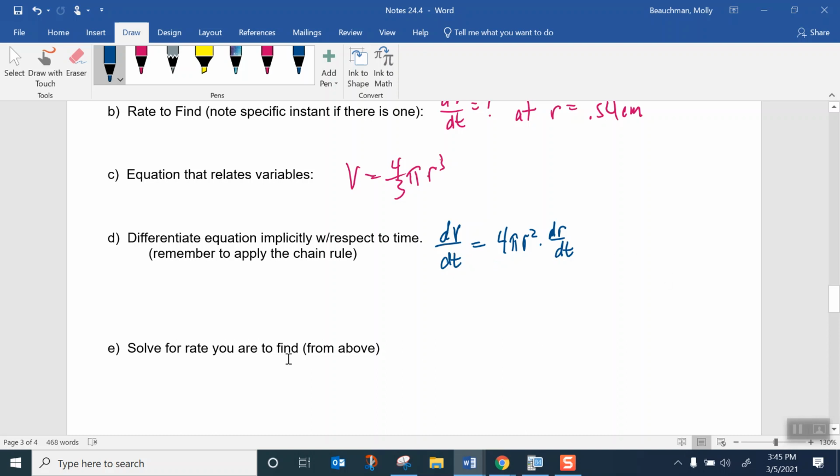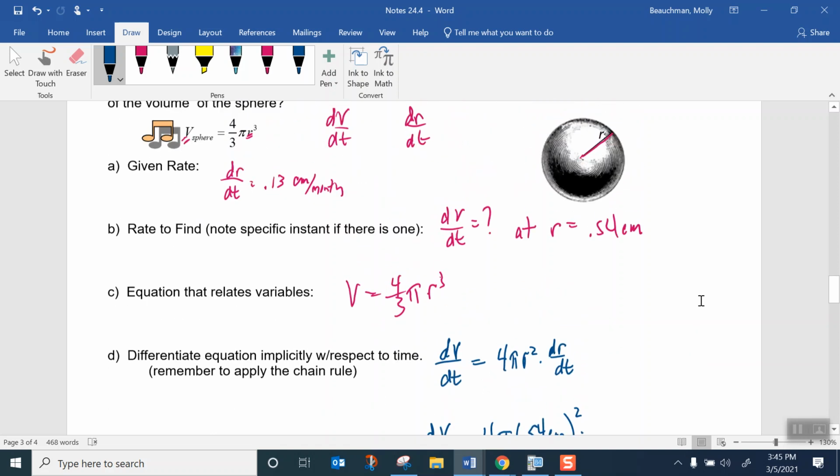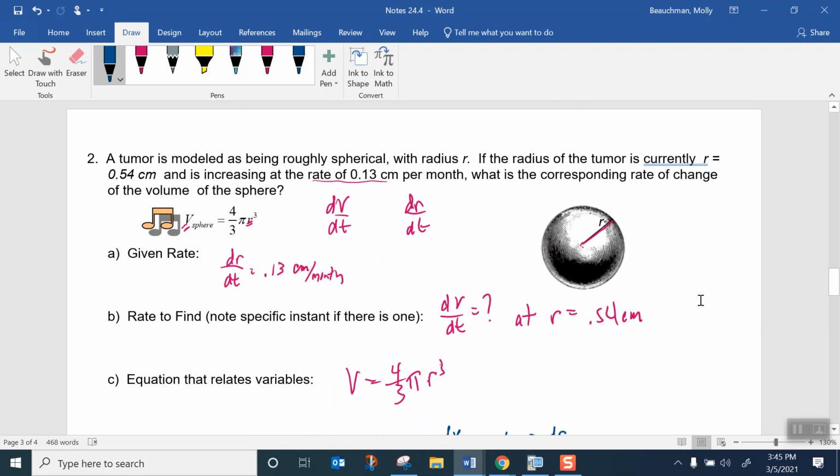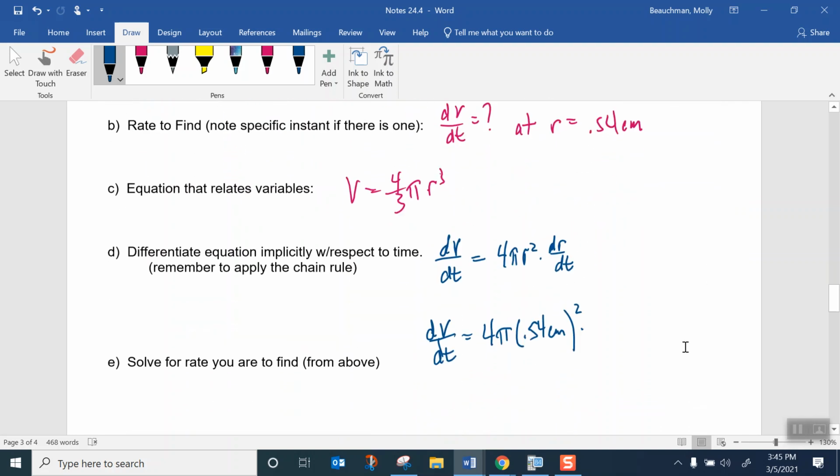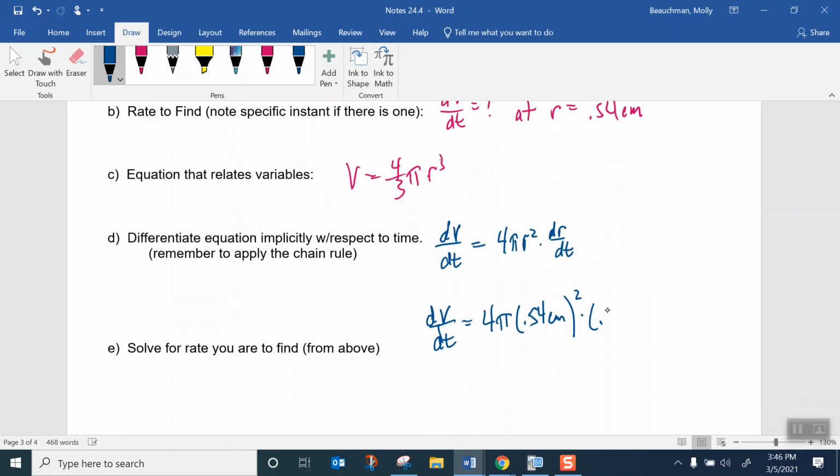So now, instead of solving for the rate, we're going to go ahead and substitute our values in. dV dt is what we're looking for. It's already solved for dV dt. We get 4 times pi times the given radius, which was 0.54 centimeters squared, times dr dt, which was given in the problem. It was increasing at a rate of 0.13 centimeters per month. So we substitute in for dr dt 0.13 centimeters per month.